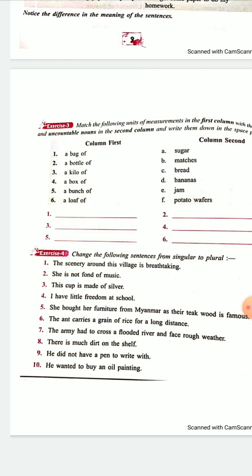Around this village is breathtaking. What will be changed in this sentence? This and village is. These are the 3 words you will first underline, because those 3 words have to be changed. So what will be the answer? The scenery around these villages are breathtaking. I hope you understood.